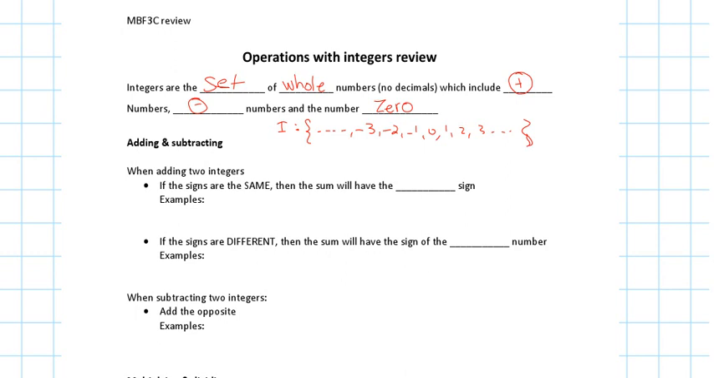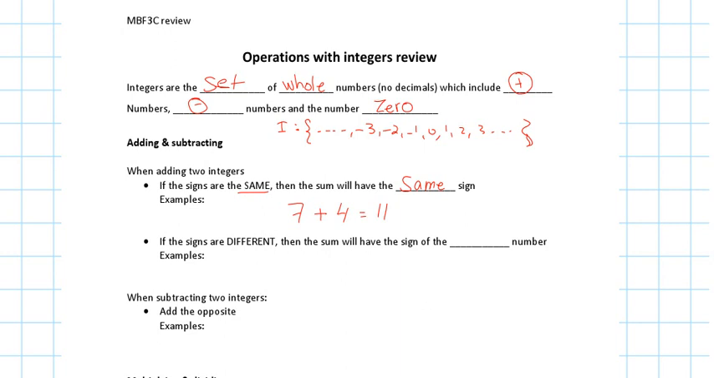All right. So I'm adding two integers here. Okay? If the signs are the same, then the sum will have the same sign. Okay? So for example, if I have 7 plus 4, they're both positive numbers, right? 7 is a positive number, 4 is a positive number. 7 plus 4 gives me positive 11, right? So you see that your answer is the same sign as the 7 and the 4, right?